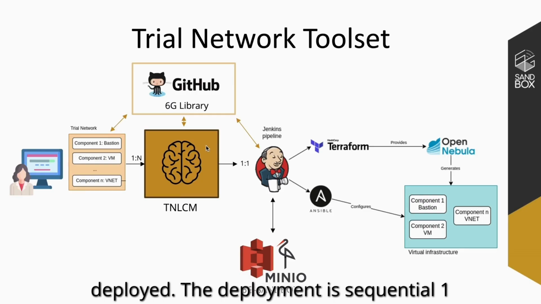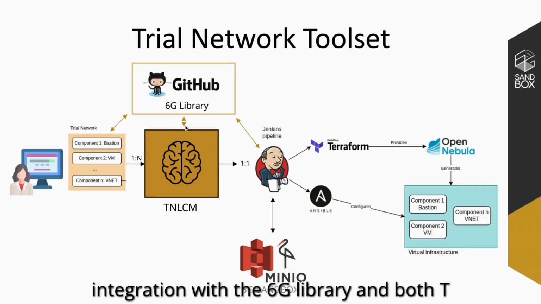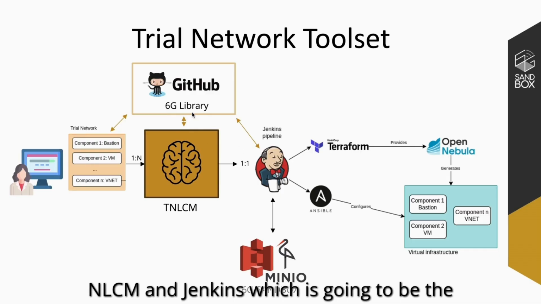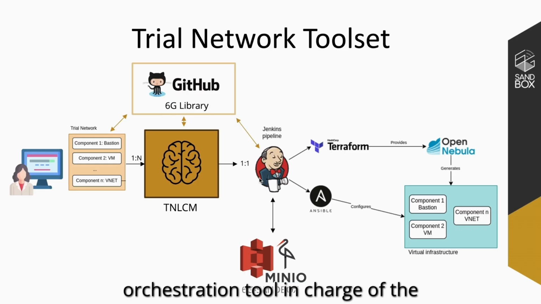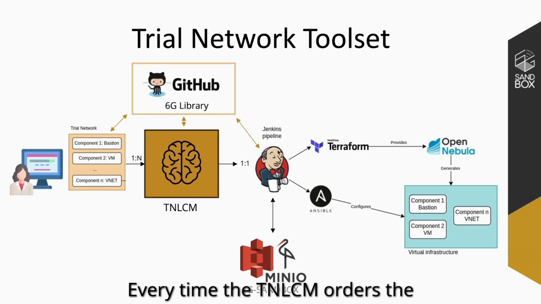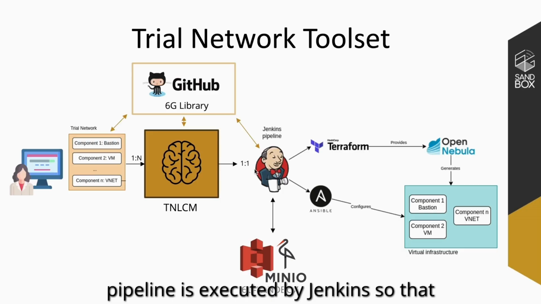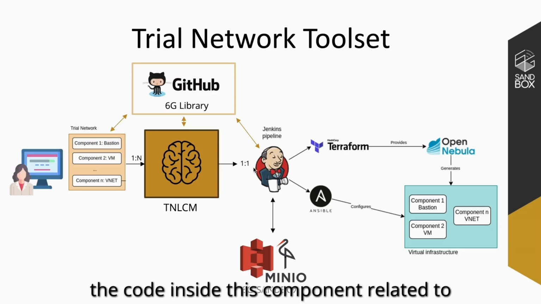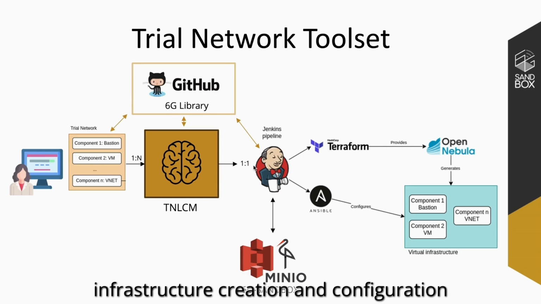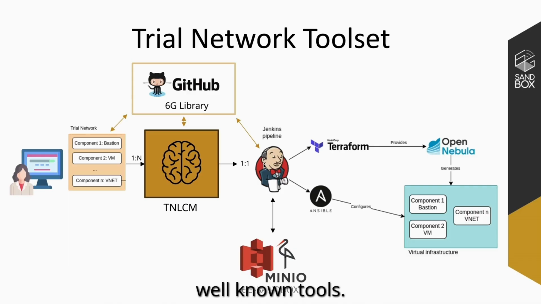The deployment is sequential, one by one, and as you can see, there is also an integration with the 6G library and both TNLCM and Jenkins, which is going to be the orchestration tool in charge of the correct deployment of each component. Every time the TNLCM orders the deployment of one of the components, a pipeline is executed by Jenkins, so that the code inside this component related to infrastructure creation and configuration is executed, and it relies on a couple of well-known tools.